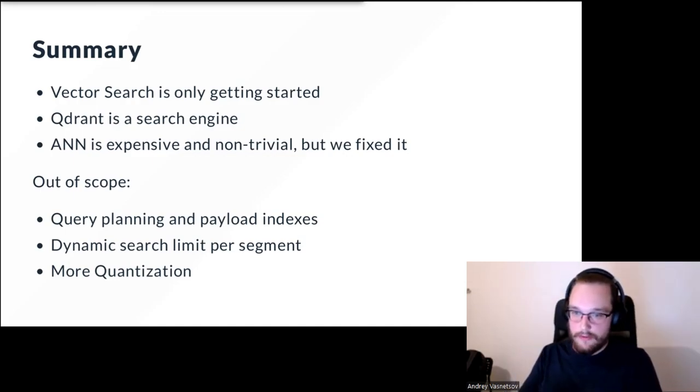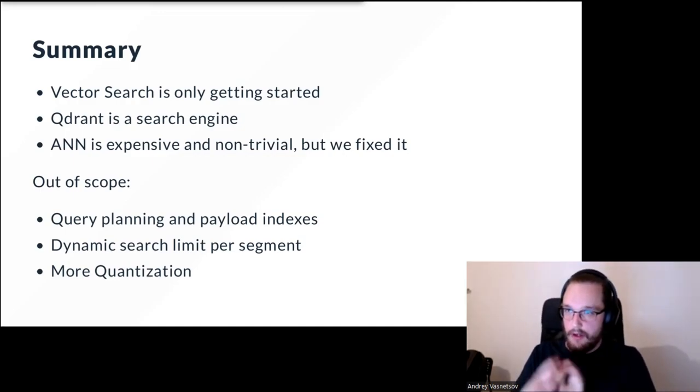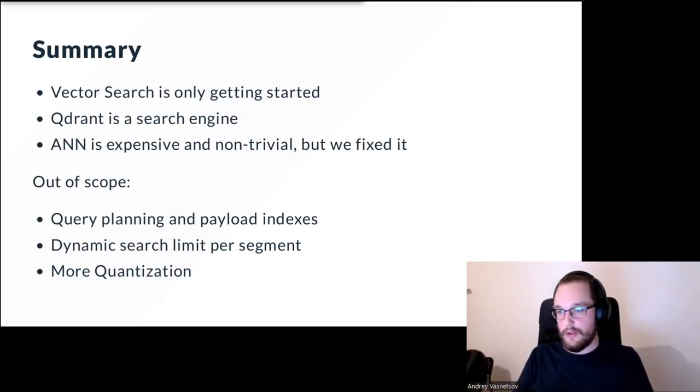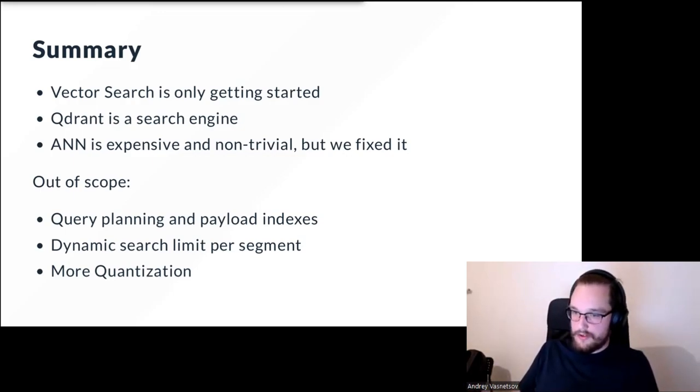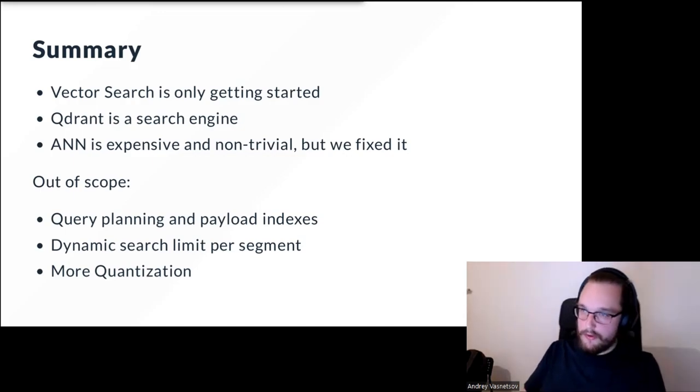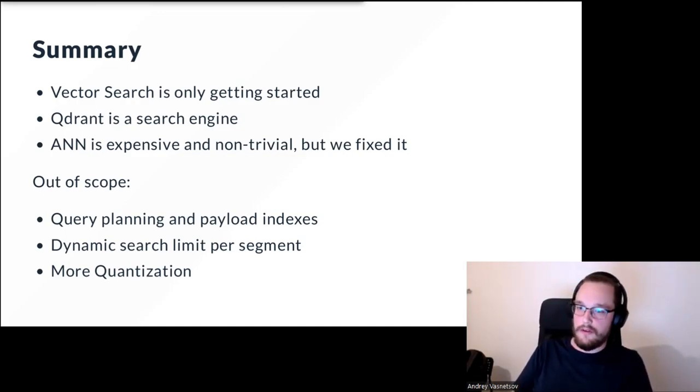What is out of scope of this presentation, but I'm happy to answer questions about it, is query planning and payload indexes: how we organize them inside Qdrant. Another interesting topic is dynamic search limit per segment. As I mentioned, we have multiple segments, and in order to get the whole search result, we need to go into each segment, ask for some amount of results in each of them, and then combine. But if we want to search for a very large limit, it might be expensive to do. We have some optimization for this. And more on quantization: we currently support three versions of quantization. It's binary quantization, the most recent one, scalar quantization, and product quantization. We have all of this.